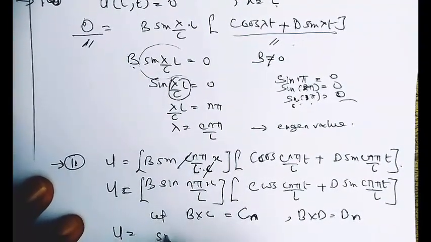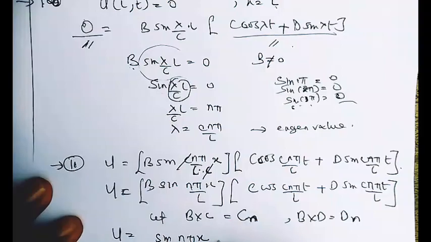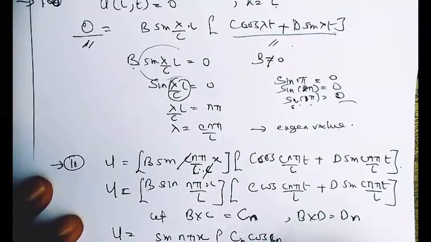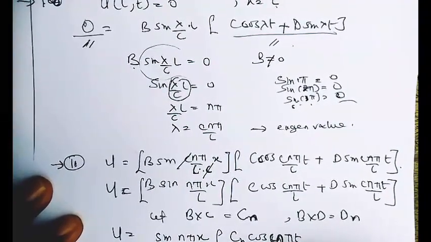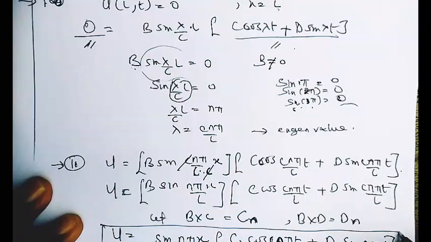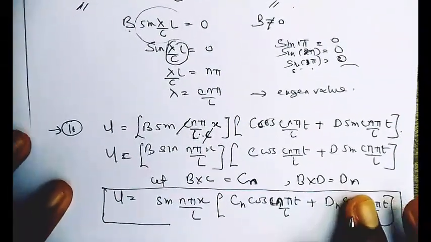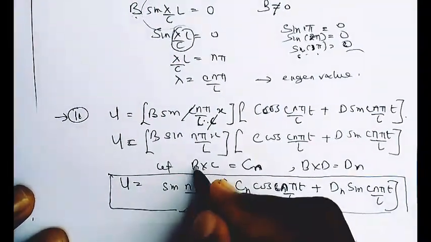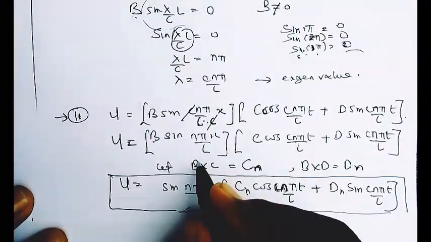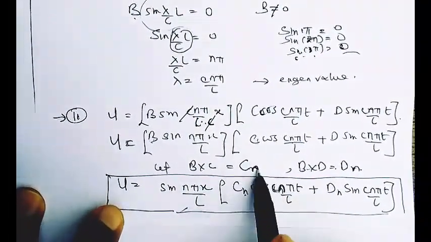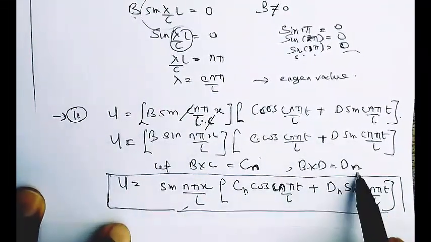So u can be written as sine n pi x over L, open bracket, Cn cos c n pi t over L, plus Dn sine c n pi t over L. This is my updated formula. I just multiply this times this to get this, and this times this, that's subscript n. Multiplying b times c, I assume it to be C subscript n. This times this, that's b times d, I assume to be D subscript n.